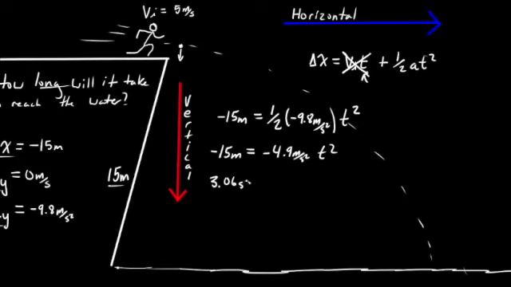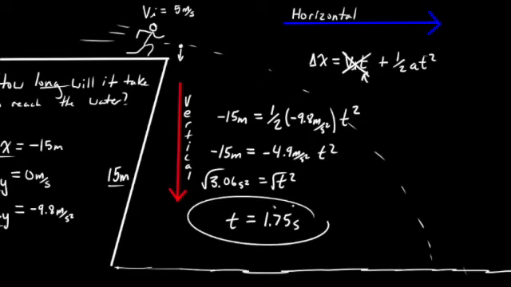Now our units would actually be seconds squared because we're dividing meters by meters. Those are going to cancel out, leaving us with just seconds squared. And then we're going to have that is equal to t squared. So now I just got to take the square root of each side to get the time. So square root of 3.06, and I get a time of 1.75 seconds. So that's how long he would be falling for. As soon as he leaves the cliff, it's going to take him 1.75 seconds to reach the bottom.